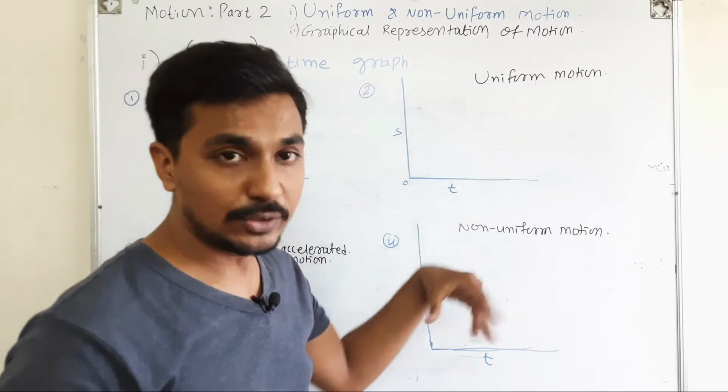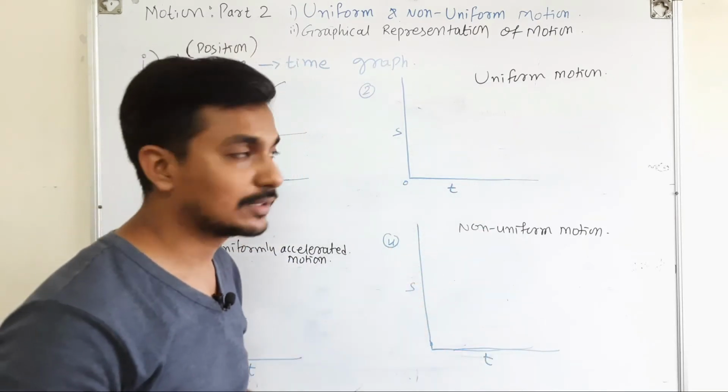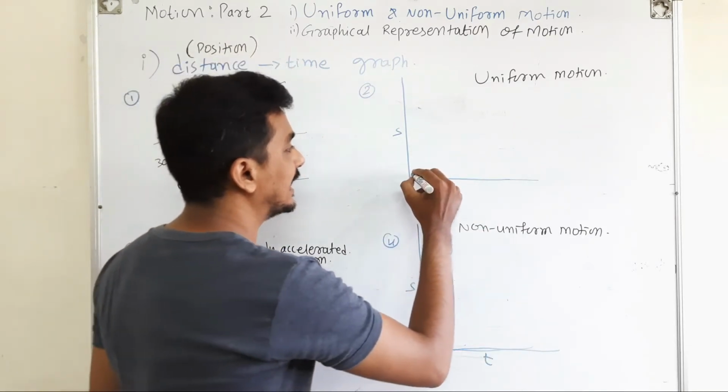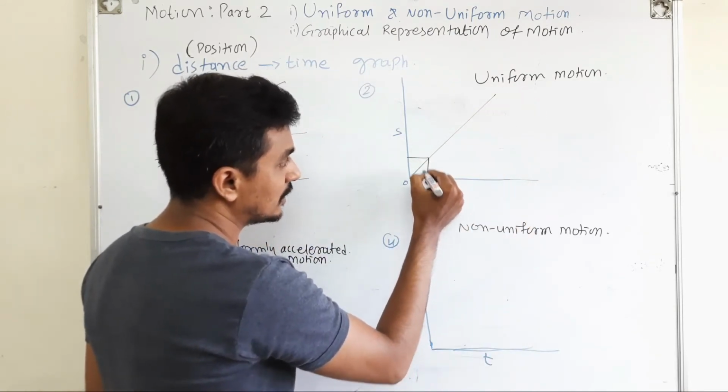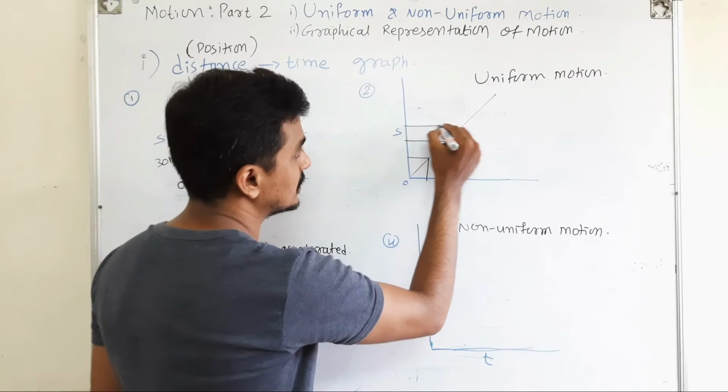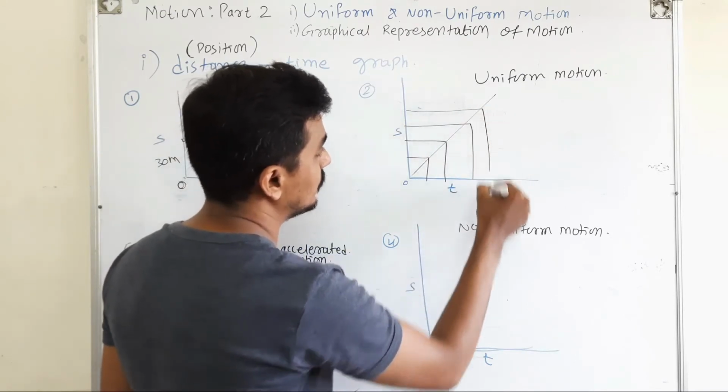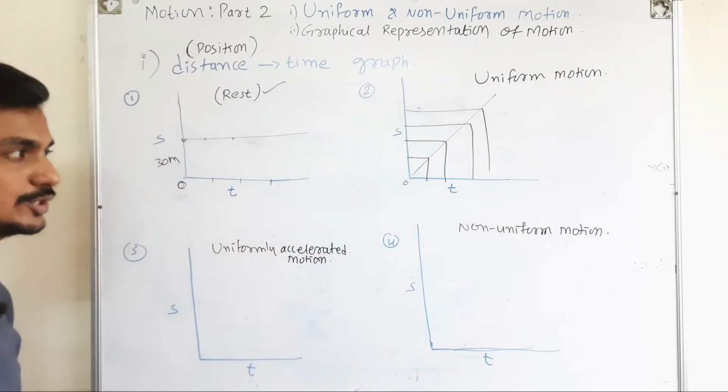Now here is the uniform motion that we have discussed earlier. In uniform motion, the graph is like this, a straight line. In equal intervals, the object covers equal distance. So this type of graph is a uniform motion.